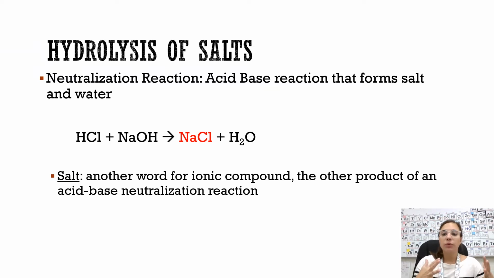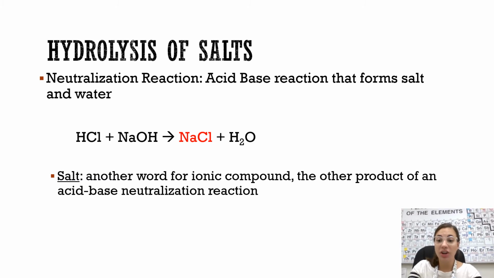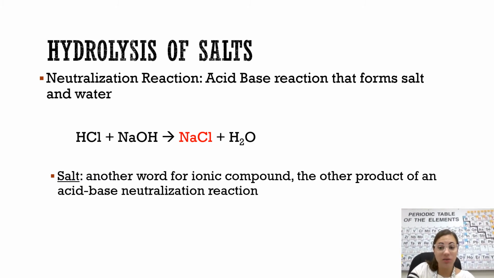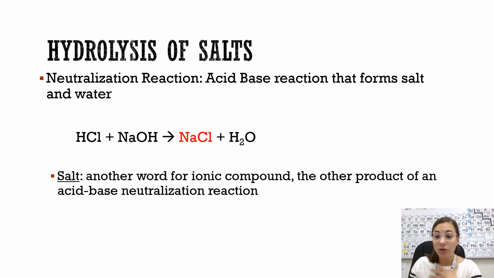So just to review for a second, another term for an acid-base reaction is a neutralization reaction, because an acid-base reaction forms a salt. So remember, salt is just another word for an ionic compound. In normal terms we think of salt as like sodium chloride, like table salt, but in chemistry, the word salt is just another word for an ionic compound.